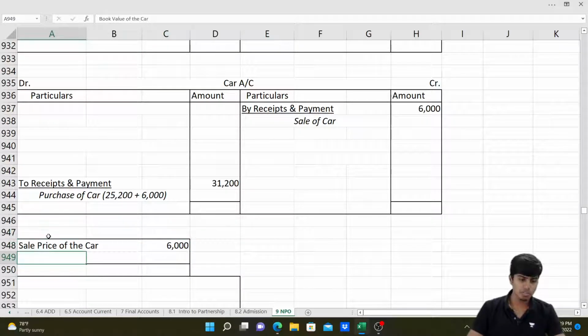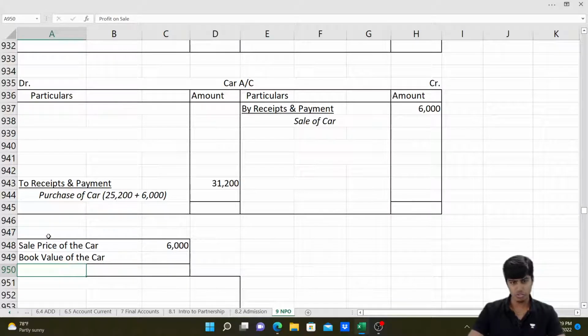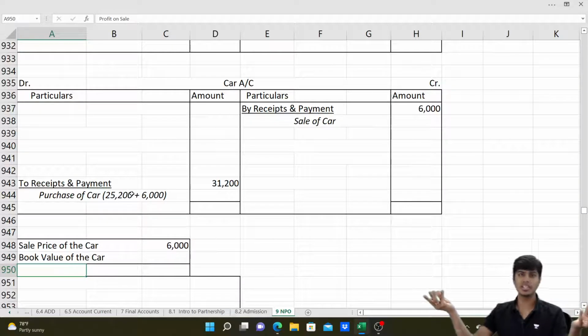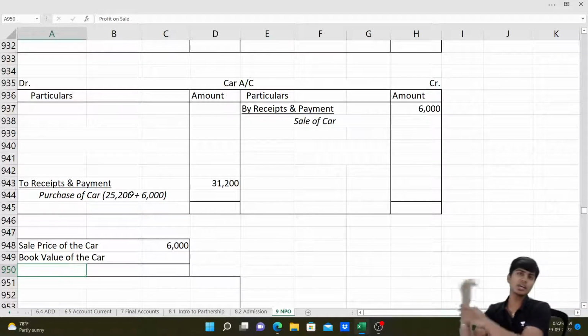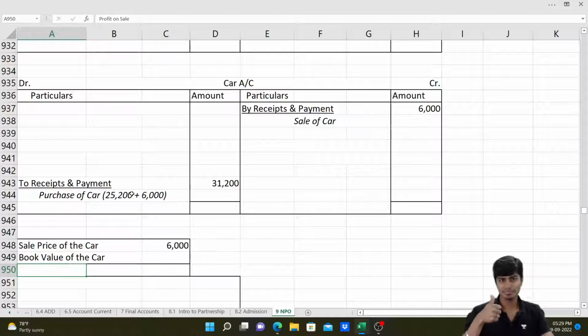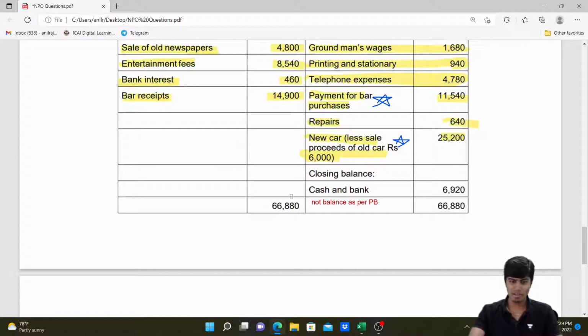We don't know the cost price of the car. We'll compare the book value of the car with the sale price to identify the profit or loss and adjust it later. Right now we don't have information about it. So let's only write that 25,200 in two places: 31,200 payment, 6,000 received. 6,000 sale of car, 31,200 purchase of car. Got it? What do we have after that?